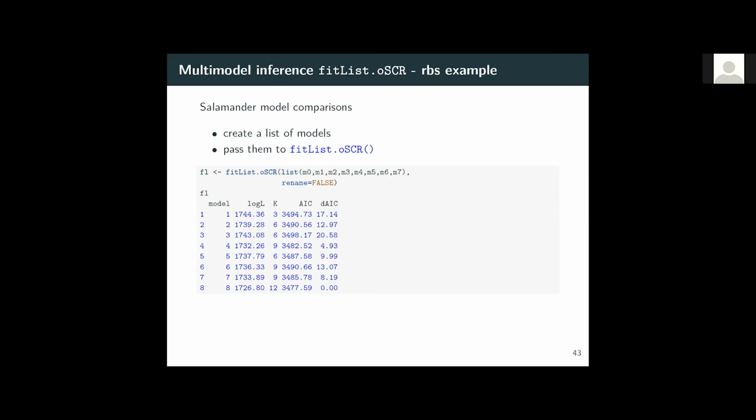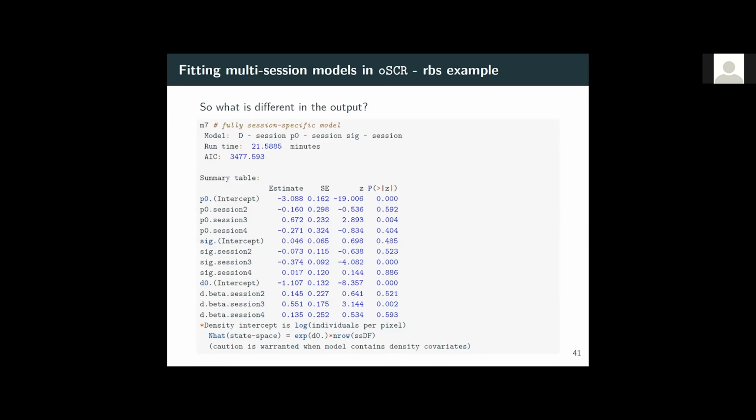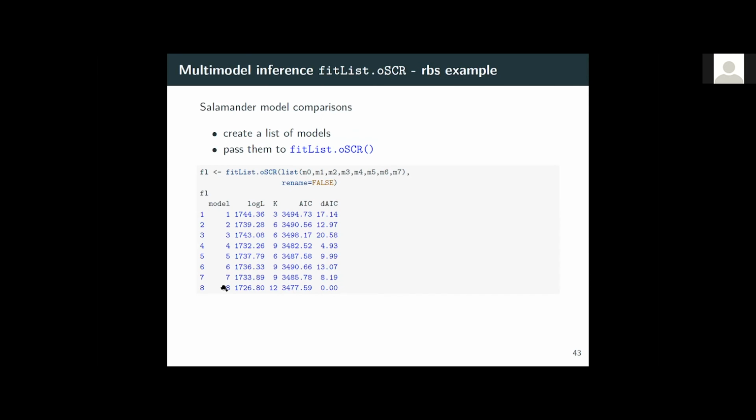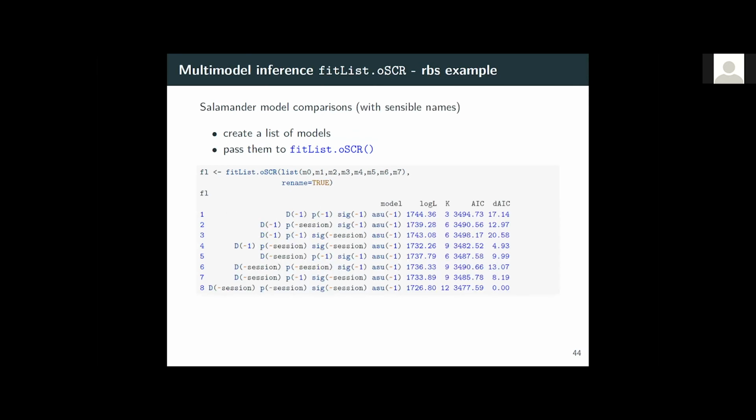But what I do want to show is why I put this rename argument in here, because if I didn't, then you just have model 1, 2, 3, 4, 5, 6, 7, and 8, and that's not really very intuitive. But what you do know is that there's information in the model about what model was being fit. So if I say rename equals true, then it just adds a tag onto each of the models to give you a more explicit definition of what model that is.